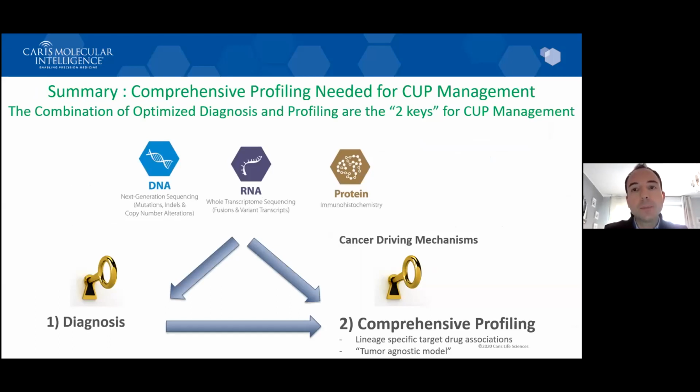And now as a summary and a last slide. Comprehensive profiling is needed for CUP management because of basically two reasons: the key system for diagnosis on one side, then in combination and in synergy with comprehensive profiling with all the different subsections we discussed, so DNA, RNA, and proteins. So thank you for your attention.